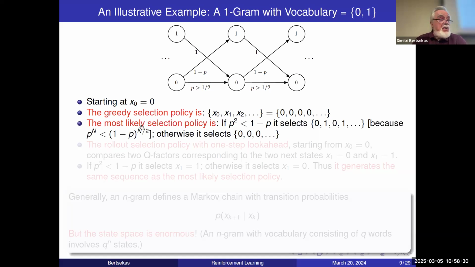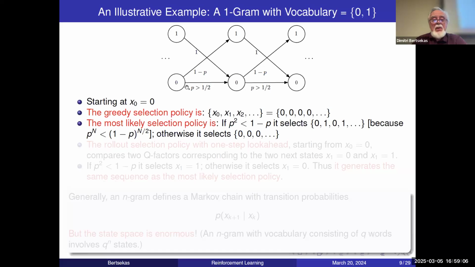Now, the optimal policy, the most likely sequence selection policy, can be calculated in this simple example. Notice that every 2 steps you're going to end up at state 0, right? So the optimal policy is either going to be like this or it's going to be like this. And we have to compare these two, assuming that p squared is less than 1 minus p.